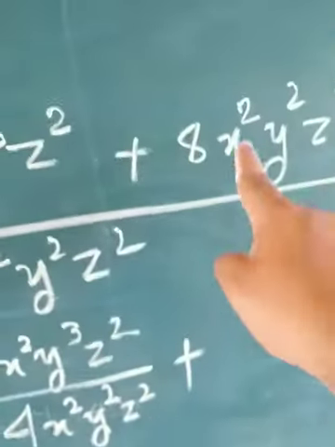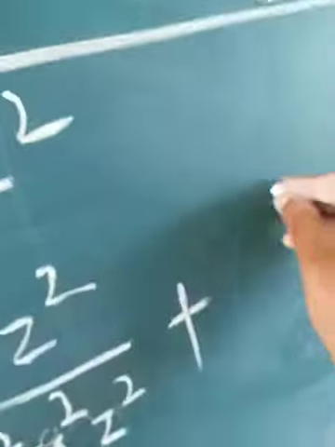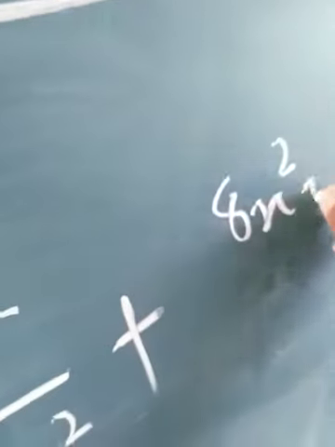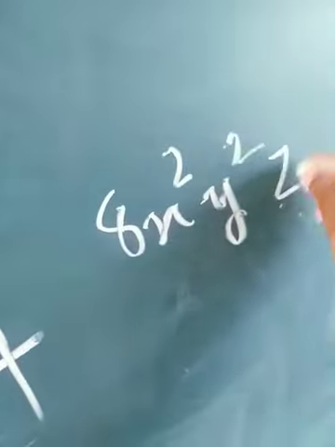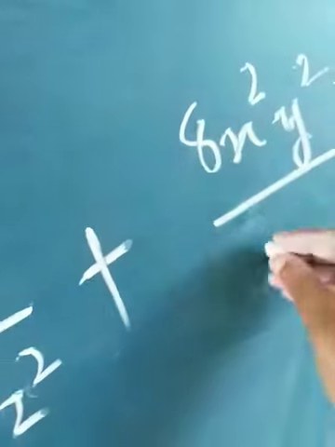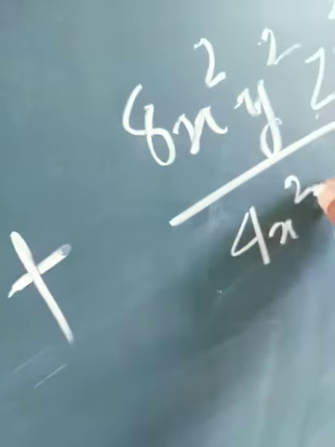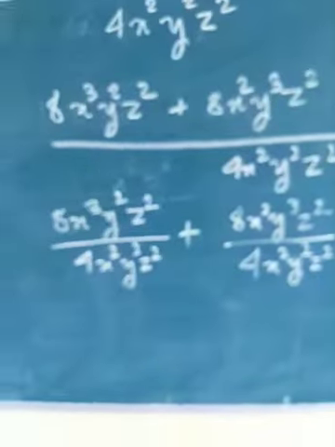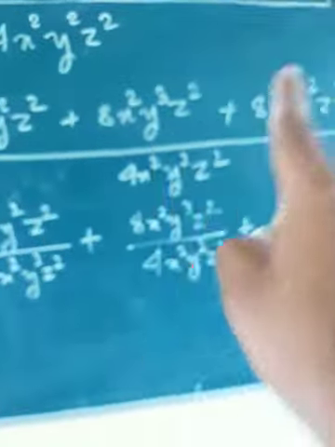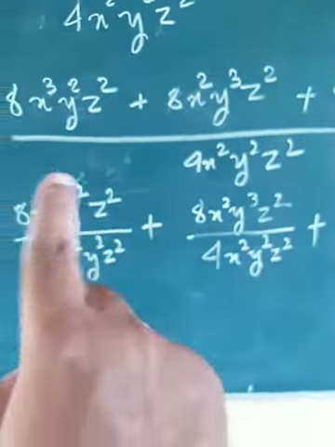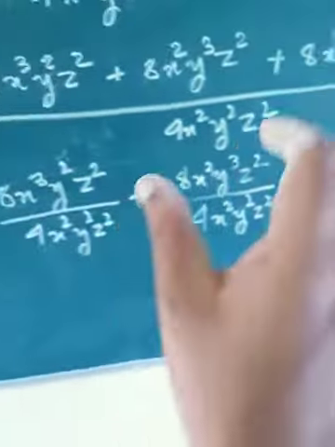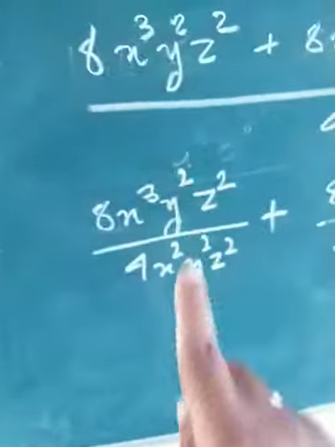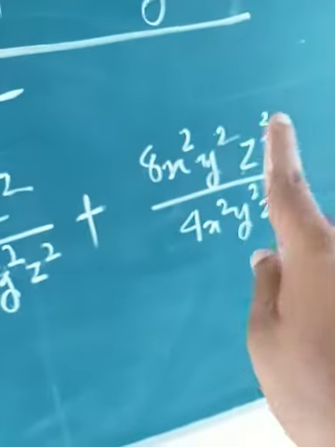Then again I will be dividing this with this. So 8x²y²z³ upon 4x²y²z². So this is how it is looking. You see, I've divided each term with the common denominator. So it's looking like this. Now individually you will do the division. Fine, that's monomial with monomial, monomial with monomial, monomial with monomial.